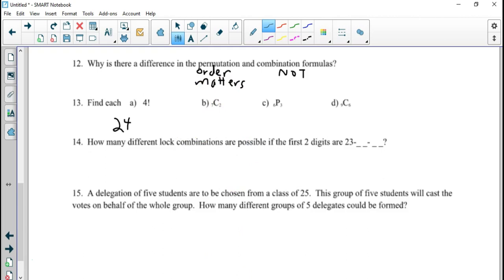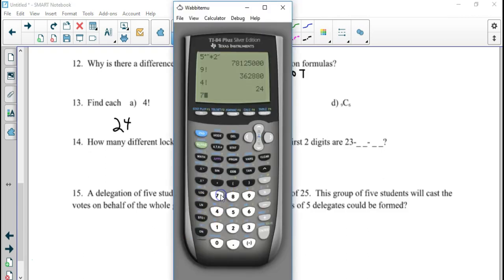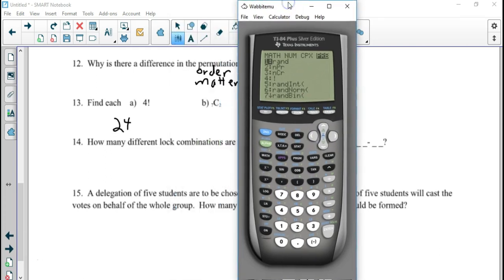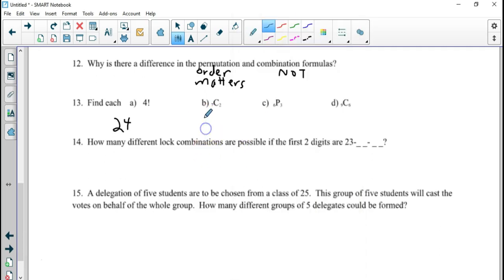Entering combination, very similar. You're going to hit the first number, go to the math key, over to PRB. Now remember, it has a C there, so we're going to go to number 3. Then we hit the number 2, and that's 21.